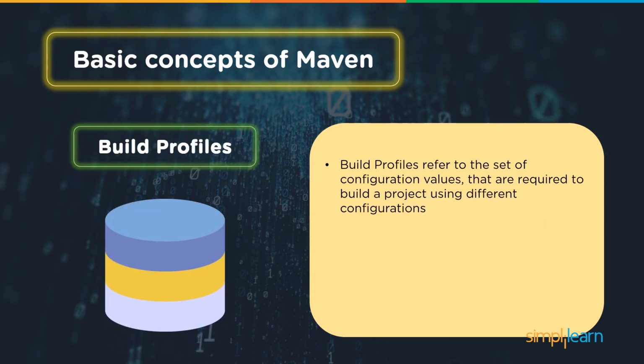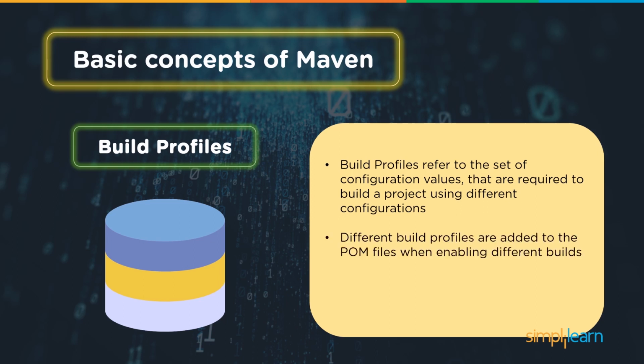Then we have the build profiles. Build profiles refer to a set of configuration values. Generally we have a generic build process for all the environments or the whole code base, but sometimes we do have some differences. That is where we can go for profiles, because a specific profile can have its own configuration, and whatever is required for the build process, we can store different configurations inside the Maven build script. Different build profiles are added to the POM file, which enables the different builds. So depending on these profiles, we can decide how to proceed with the build process and how the different build automations need to be performed.